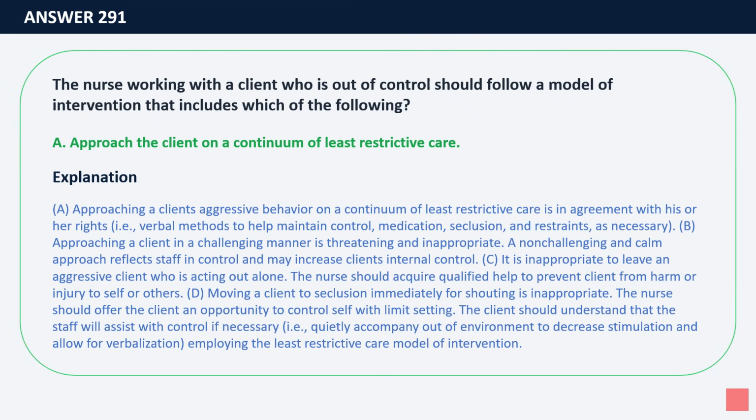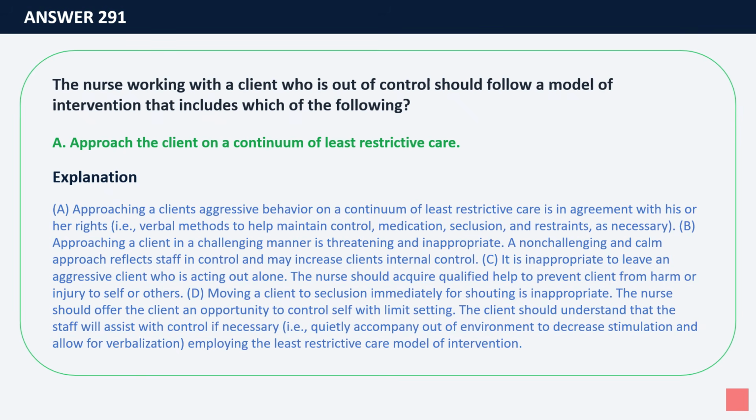Answer: A. Approach the client on a continuum of least restrictive care. Explanation: A. Approaching a client's aggressive behavior on a continuum of least restrictive care is in agreement with his or her rights, i.e., verbal methods to help maintain control, medication, seclusion, and restraints, as necessary. B. Approaching a client in a challenging manner is threatening and inappropriate. A non-challenging and calm approach reflects staff in control and may increase client's internal control.